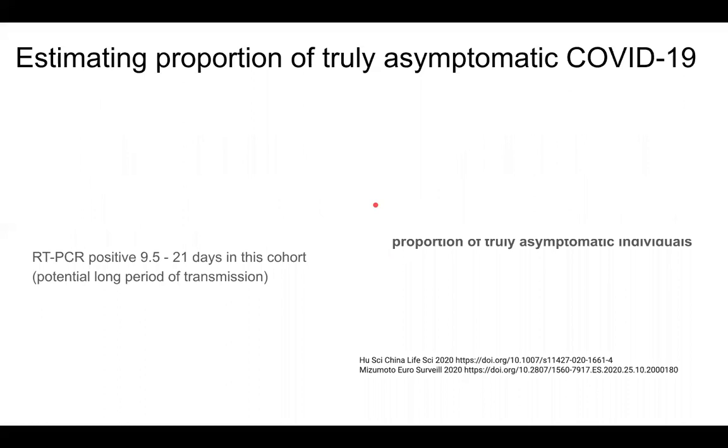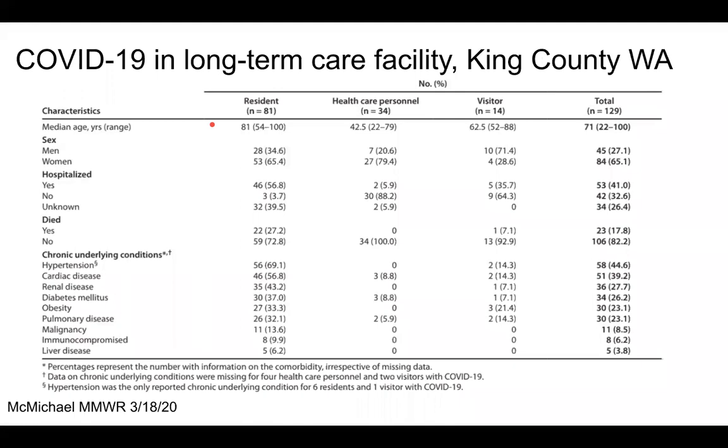This is a table from an MMWR report published last week about an outbreak in a long-term care facility in Washington State. We include it here as an example of how badly transmission and outcomes can really go when necessary precautions are not taken. At the time of this report, 81 out of 130 residents, 34 out of 170 staff members, and 14 visitors had become infected.